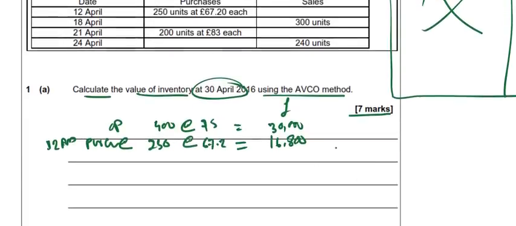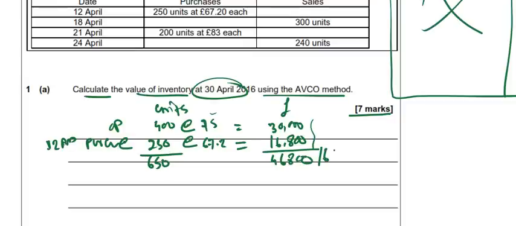Now let me show you the rule regarding AVCO. This is a different price for the 400 and this is a different price for the 250 when you purchase, but we're going to have an average price. Now you've got to add up the first two values. The value you get is 46,800, and you're going to add these units. These are units, 400 and 250, 650.